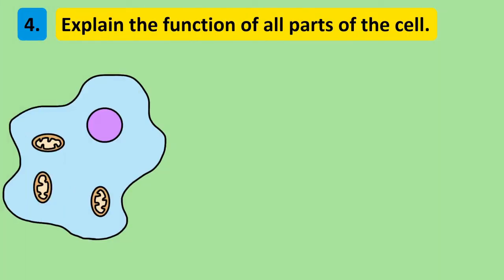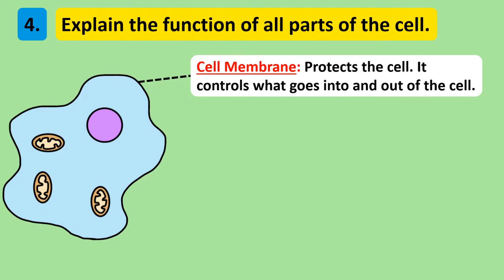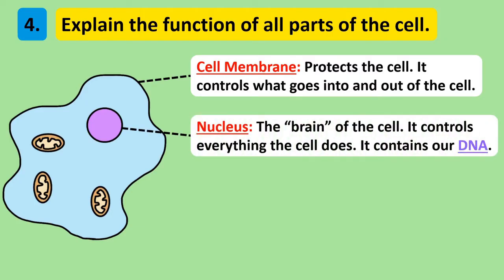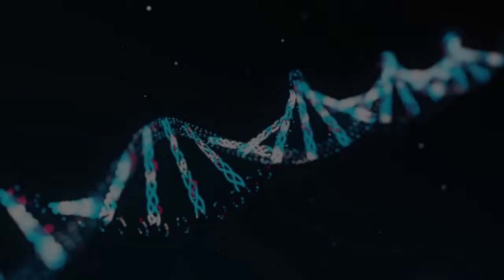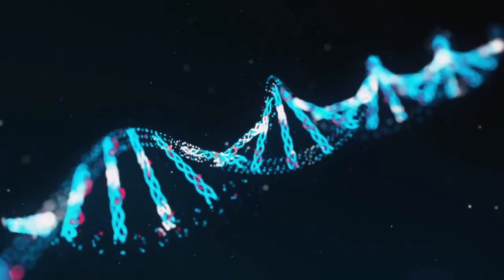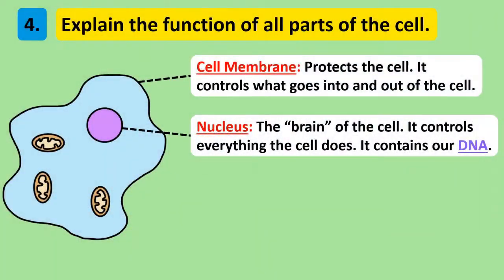And you need to know what these 4 structures do. The cell membrane is the outer barrier around the cell. It protects the cell by controlling what goes into and out of the cell. It only lets good things in, and it keeps bad things out. So that works to protect the cell. The nucleus is like the brain of the cell, and it controls everything the cell does, the same way your brain controls everything that your body does. Your nucleus can do this by using something called DNA. Your DNA is stored inside the nucleus.